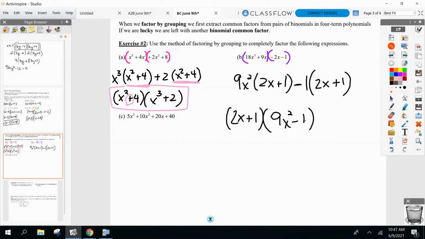There's a difference of perfect squares. 9x squared minus 1. 9's a perfect square. 1's a perfect square. X squared is a perfect square. And now, unlike the last problem, I'm subtracting. So, hey, yeah, we got to keep going.